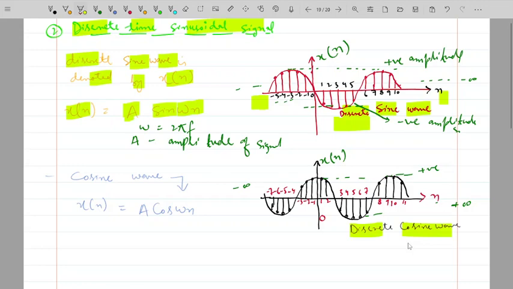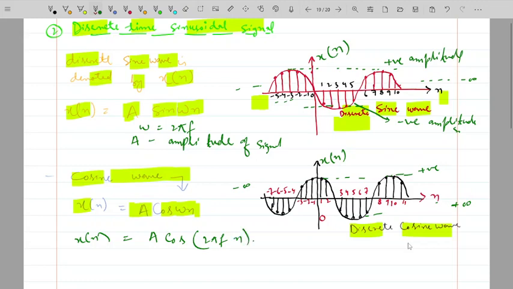The mathematical representation of the discrete cosine wave is x of n equals A cos omega n. When we substitute the value of omega, 2 pi f, the signal x of n becomes A cos 2 pi f n, where A is the amplitude, 2 pi f is the angular frequency, and n is the discrete sample index. So this is the discrete form of the sinusoidal signal.